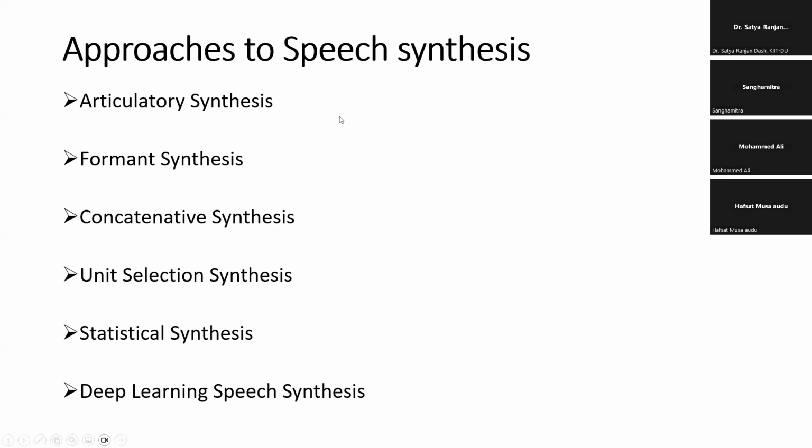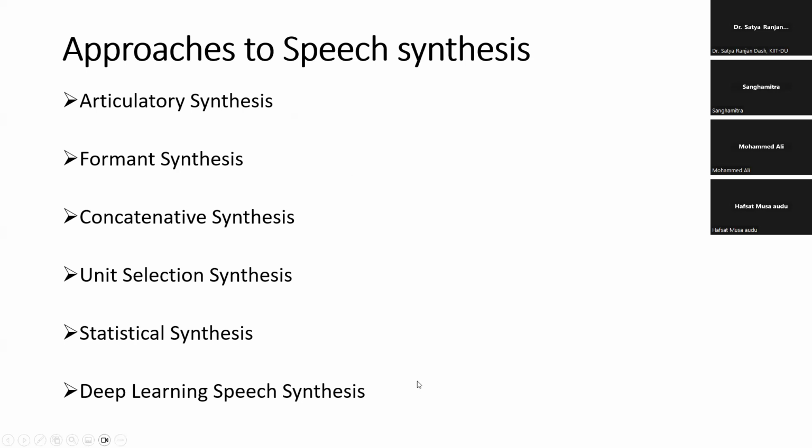There are different types of speech synthesis like articulatory synthesis, formant synthesis, concatenative synthesis, unit selection synthesis, statistical synthesis, and deep learning speech synthesis. I'll not go into the details of all these types because most of these approaches are not used today. Articulatory synthesis models the articulators of the speech production system; the system is very complex to design, and the output also is not very good.